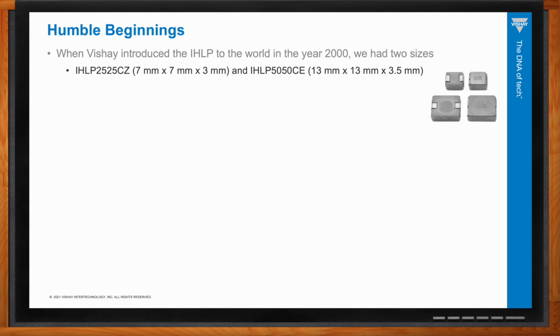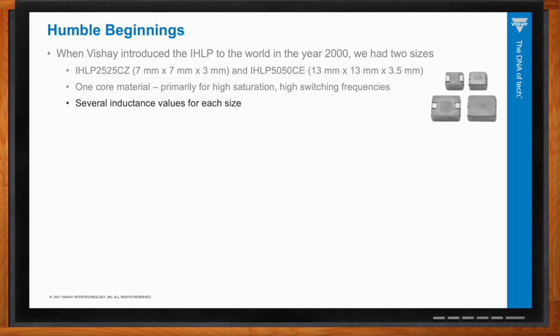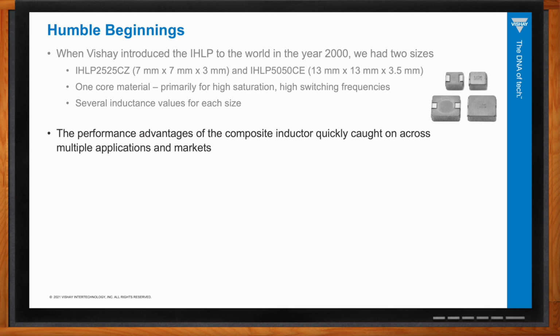And then at the time, we only had one type of magnetic core material that we had designed for the IHLPs. Primarily, this was for high saturation and high switching frequencies because that was the target that we were looking at for laptop computers. And there were only several inductance values in each size, kind of a 1 microhenry, 2.2, 3.3. So we didn't have much of a product offering. But the performance advantages for the composite power inductor caught on very quickly, not only in the computer applications, but in many other markets as well.